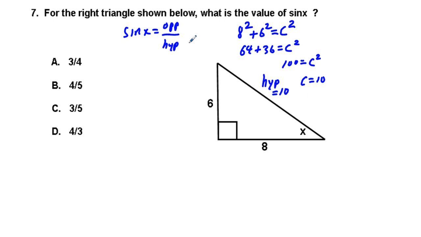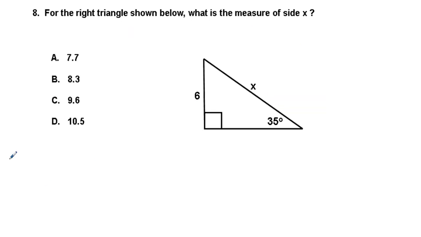And so sine x is opposite over hypotenuse. So sine x is equal to 6 over 10, which simplifies to 3/5. So that is our correct answer. I think on the actual senior ACP, it's a tangent question, so you might have to find an unknown side and use the tangent. Let's go on to 8. For the right triangle shown below, what is the measure of side x?